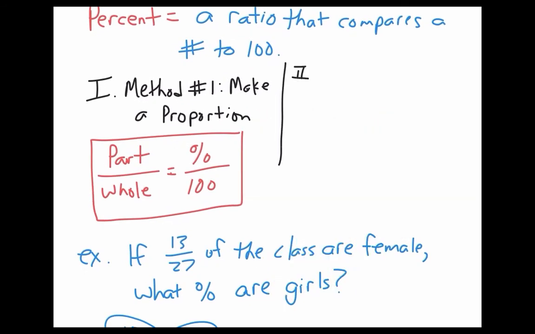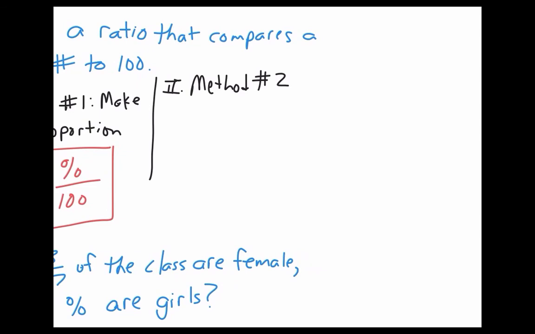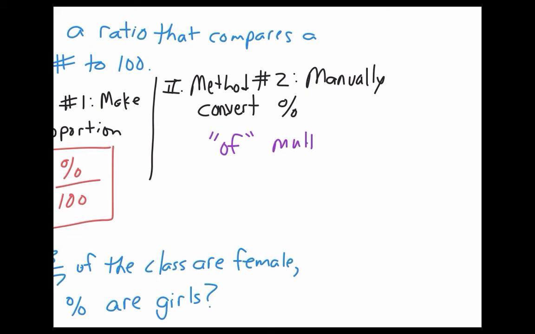So Roman numeral 2, method 2. And I'm going to call this manually convert the percent. I need to slide this over a little for myself. Multiply? Yep, so of means multiply. And if you have that word is means equals. So that'll help you seeing that.